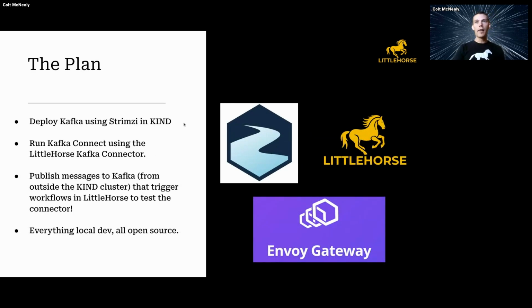So the plan for how to solve this is we're going to use Kubernetes-in-Docker, otherwise known as Kind. And of course, we're using Strimzi to deploy Kafka. And we're going to run Kafka Connect and install the LittleHorse Kafka Connector plugins. We're going to publish messages to Kafka from a terminal. And we're hopefully going to have the LittleHorse Kafka Connector read those messages and run a workflow in LittleHorse. Everything's going to be open source.